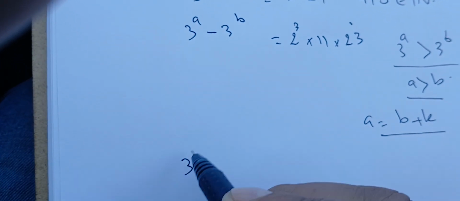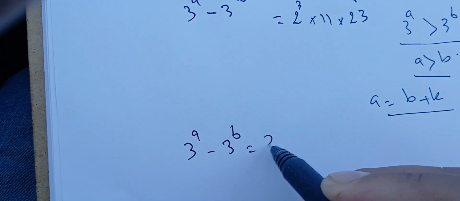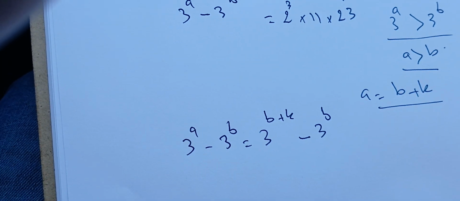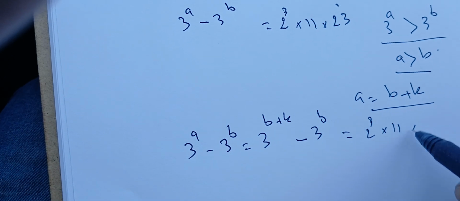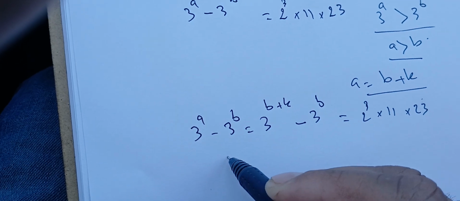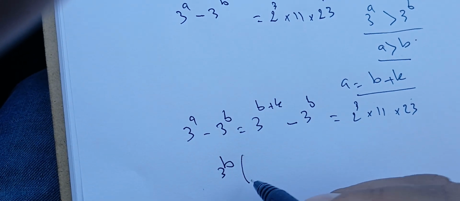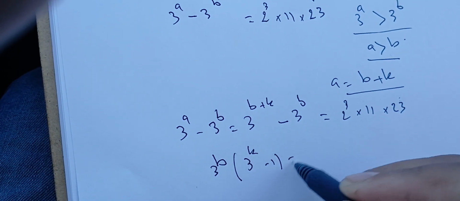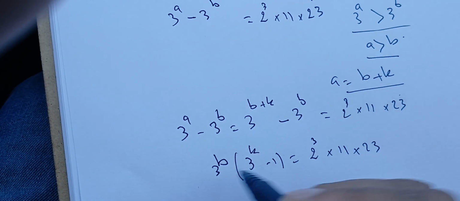So 3^a − 3^b is 3^(b+k) − 3^b, which equals 2^3 times 11 times 23. So let's factor out 3^b. We get 3^b times (3^k − 1) equals 2^3 times 11 times 23.